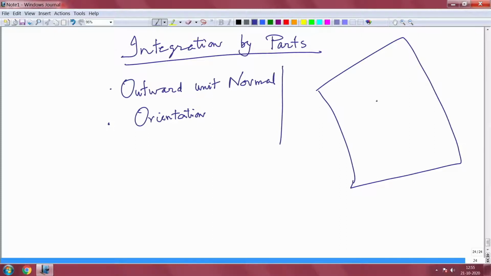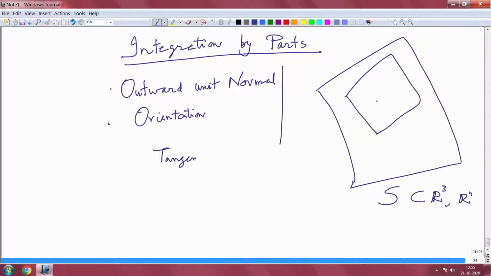So, if it is a hypersurface, a surface in R^n or R^3 if you want to be familiar, then you will have a tangent plane. So, you have a tangent plane at any point, a tangent plane at a point x. If you have a point x here, you have a tangent plane at that point.